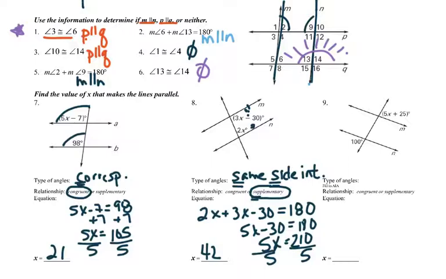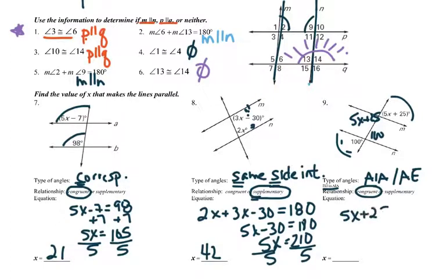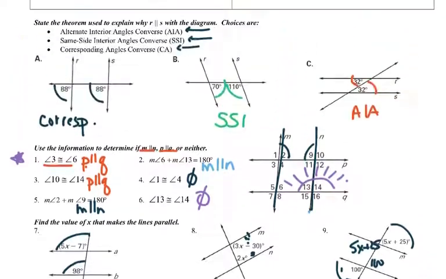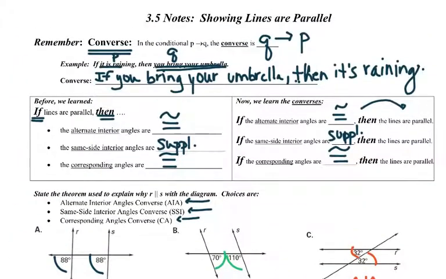The last one here is actually alternate exterior angles. I said fill in the AIAs, so you would see by vertical angles that those are equal. So you could either say alternate interior or alternate exterior, right? I would probably always give them to you as alternate interior, which we know are equal. So 5x plus 25 equals 100. So 5x is 75, and therefore x is 15. Yeah, 15. And there we have it. Converse and showing lines are parallel.